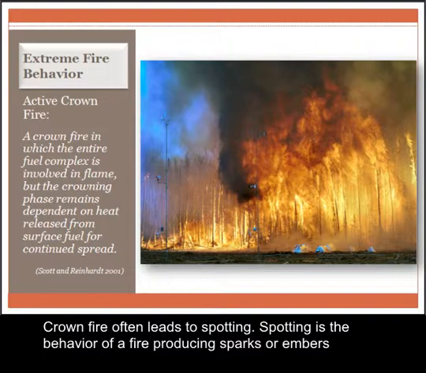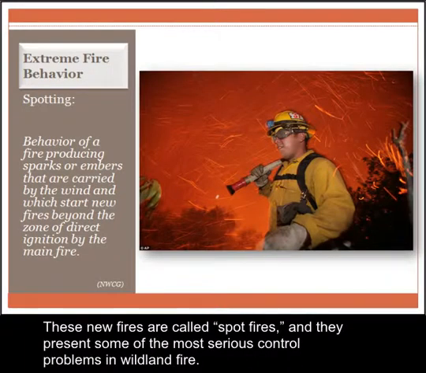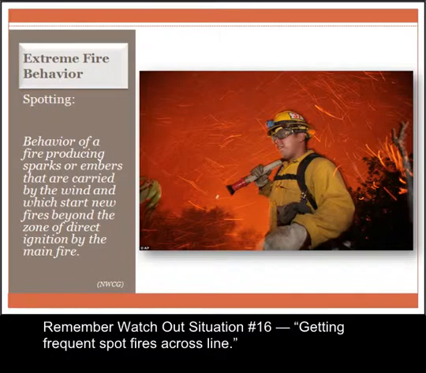Crown fire often leads to spotting. Spotting is the behavior of a fire producing sparks or embers that are carried by the wind and which start new fires beyond the zone of direct ignition by the main fire. These new fires are called spot fires, and they present some of the most serious control problems in wildland fire. Remember watch-out situation number 16, getting frequent spot fires across line.